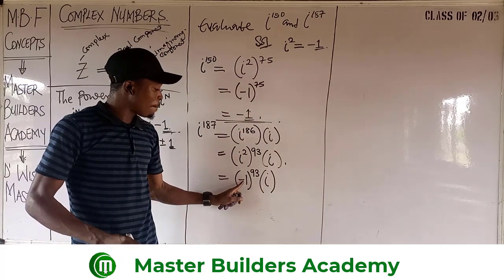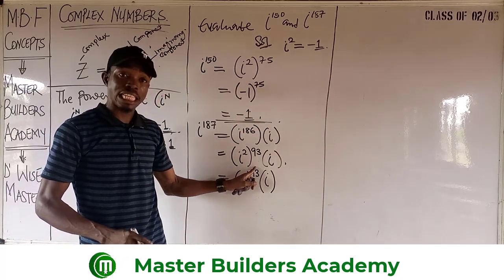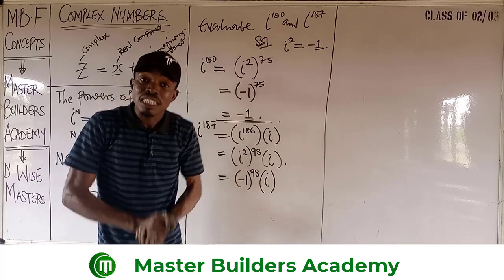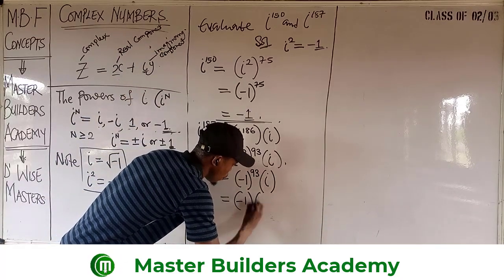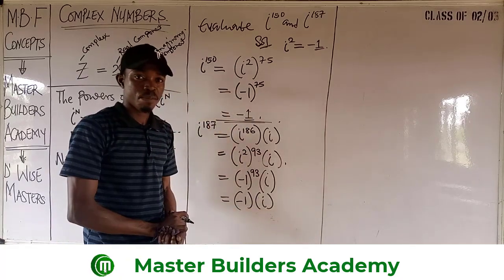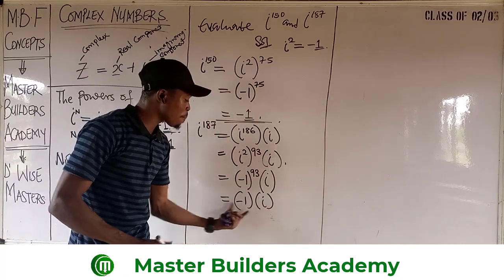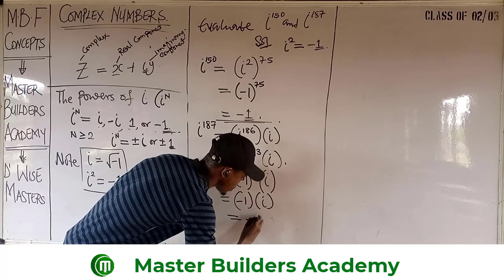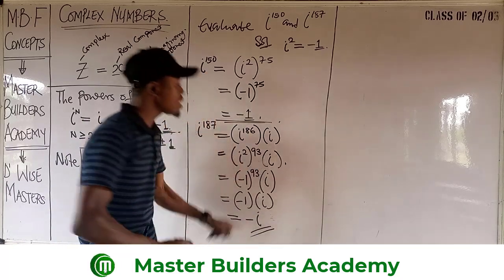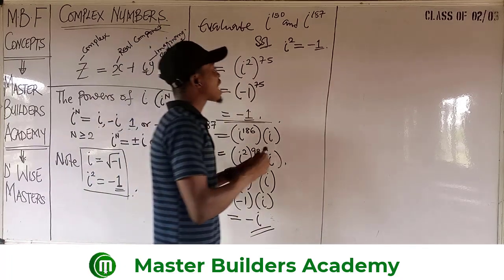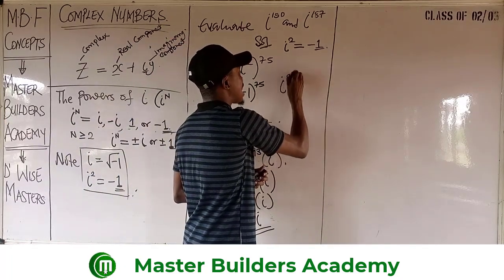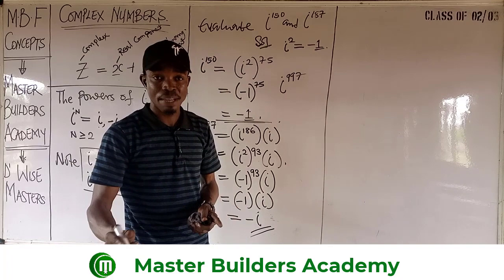Now remember that minus 1 raised to the power of an odd number will give us negative 1. So automatically this is minus 1 multiplied by I. And then by the time you multiply this out, our result becomes minus I. This is the least value of all of this. So even though you are given I raised to the power of 997, it is the same way.